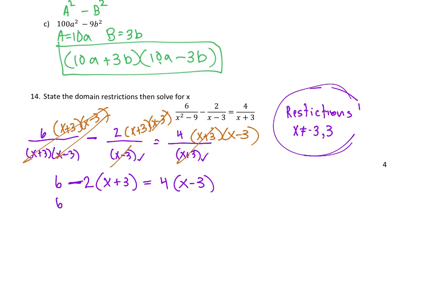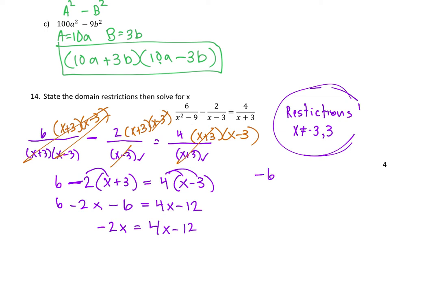So if I distribute, I have to go negative 2 times x and negative 2 times positive 3, which is negative 6. Then I have this 4 through 4x minus 12. Okay, I'm going to solve this so that the 6's cancel out. We have negative 2x equals 4x minus 12. Let's just subtract the 4x over.